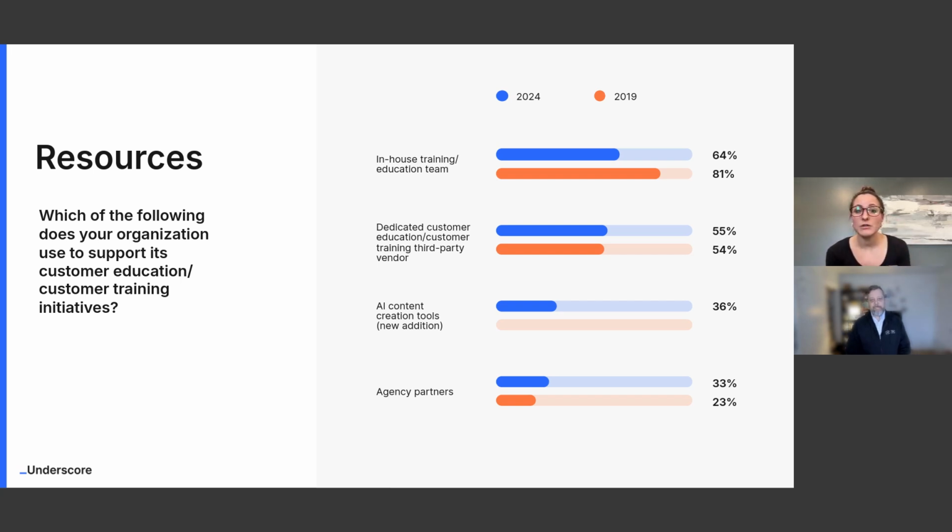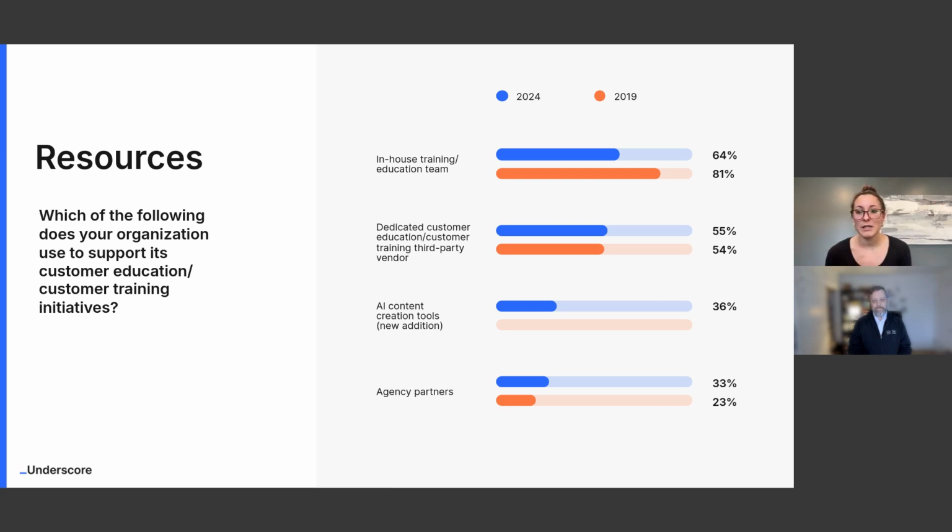It was interesting to note that the amount of in-house team members has decreased over time. So that research found that the investment in education was increasing, but the number of people in-house was decreasing. So more people are looking to third-party vendors or AI content creation tools, right? That really became more of something that we could actually do last year. And so more people are looking at that, and the tools are rapidly becoming way better and way more reasonable, if we think about doing more with less. And then also agency partners, right? So you see that 10 percentage point increase over 5 years of agency partners helping.